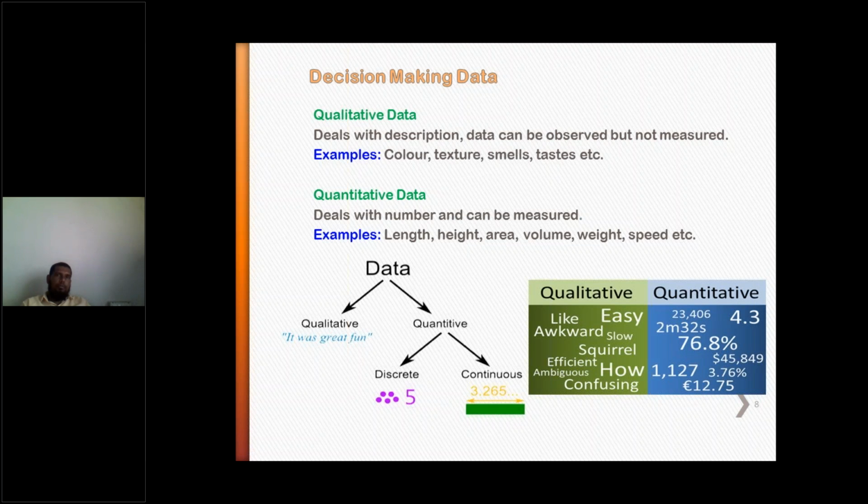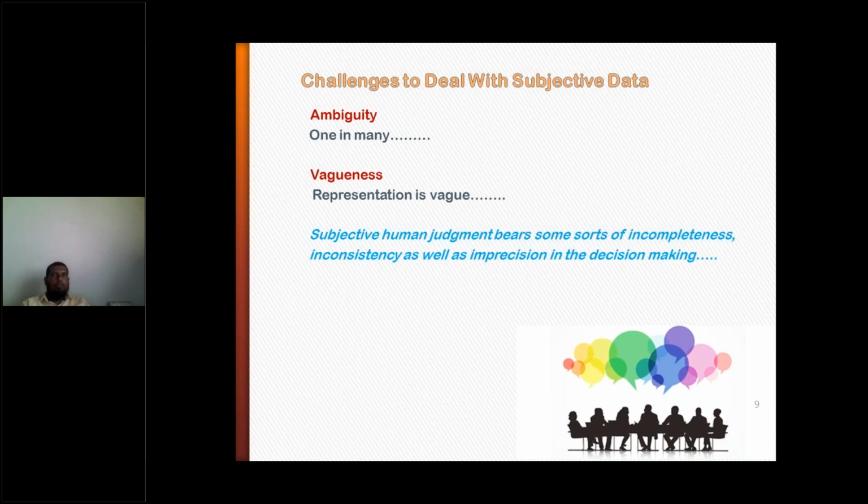But in the case of quantitative data, that is measurable. Now, tackling objective or quantitative data is very easy. So for multi-criteria decision making, a variety of techniques are there to deal with objective or quantitative data. But a problem arises when data is subjective or qualitative in nature. Now, what are the challenges in dealing with subjective data? One is ambiguity and the second one is vagueness.